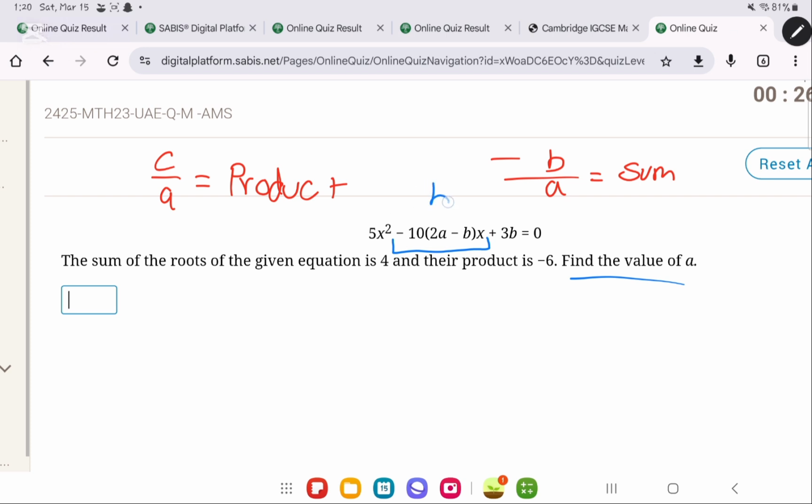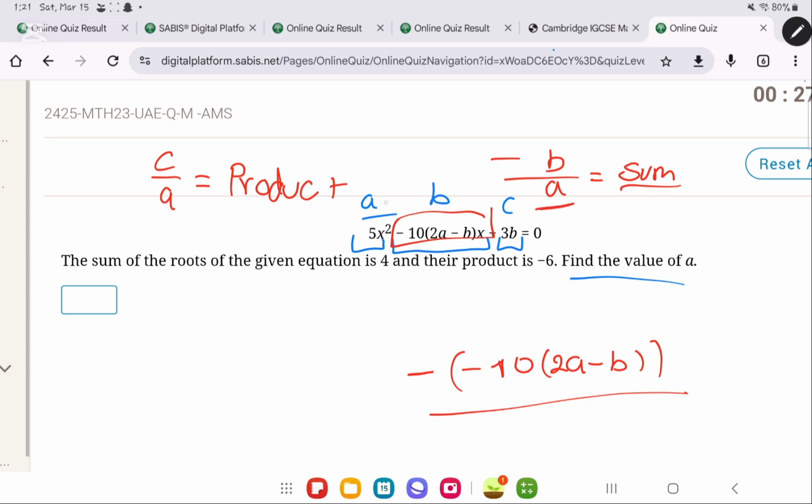And this we know that it is b. So we know this to be b. And this over here is our a and this over here is our c. So to find the value of a, they don't mean this a, they mean the a given in this. We would need to apply the equation of the sum. So it would be minus the sum, which is minus 10 times 2a minus b over a, which is over here, so it's going to be 5, and it's equal to the value of their sum, which is 4.